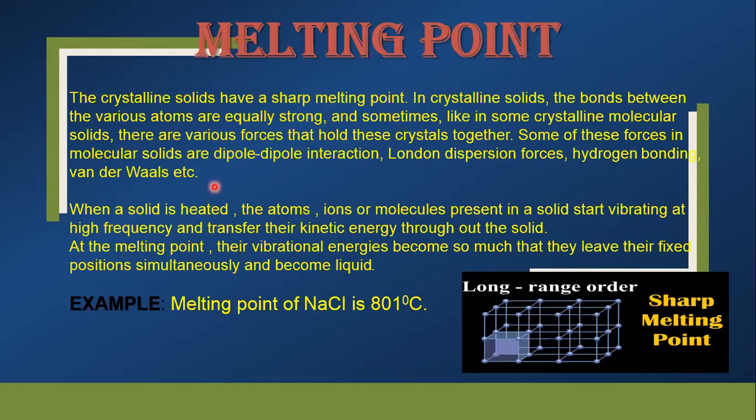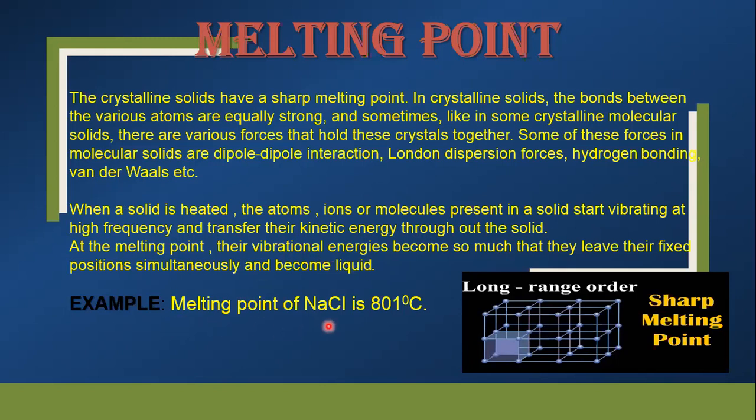What happens when we heat a crystalline solid? When a solid is heated, its atoms, molecules, or ions start vibrating at a high frequency, and during this vibration, they transfer their kinetic energy throughout the solid. At the melting point, their vibrational energies become so high that they leave their fixed positions simultaneously and finally convert into a liquid.